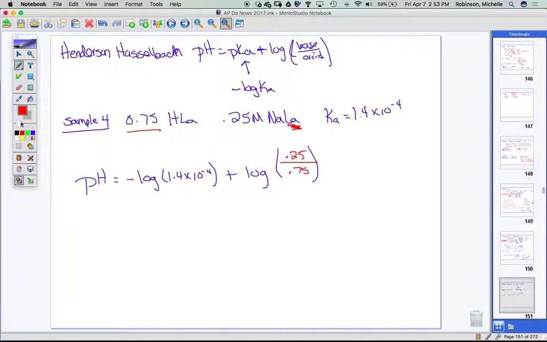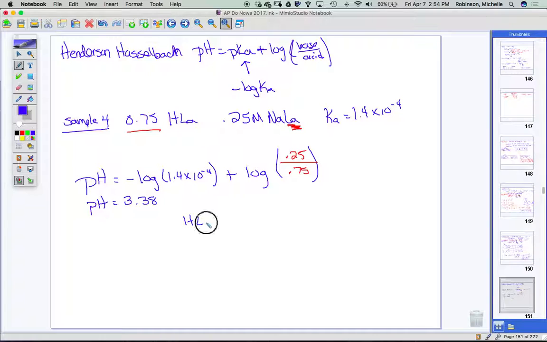All right, so do that in your calculator. If there was a 2 right there, it would be 0.5 then. You would double the concentration. All right, what do you get for pH? 3.38. All right, now let's do it with the ice table.